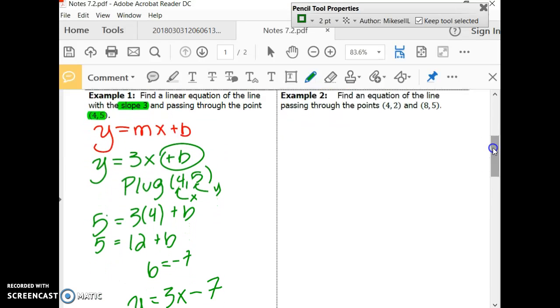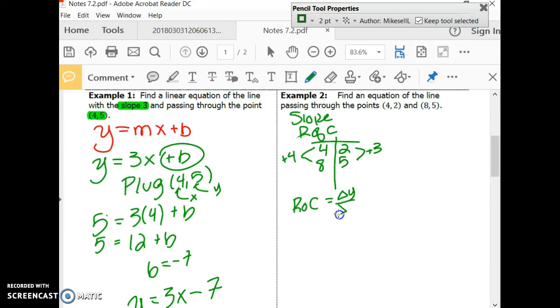Over here on example 2, find an equation of the line that passes through the points 4, 2 and 8, 5. So I need to find my slope, and you remember my slope is a rate of change. I'm going to set myself up in a table: 4, 2 and then 8, 5. What's the change between 4 and 8? I add 4. What's the change between 2 and 5? I add 3. So my rate of change is the change in y over the change in x, which is 3 over 4.